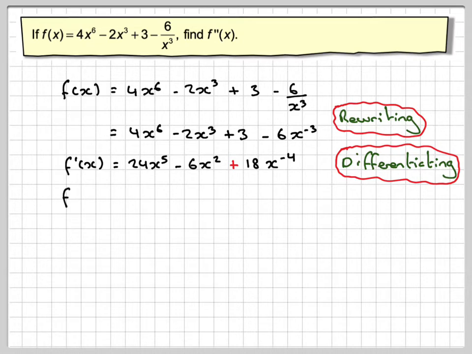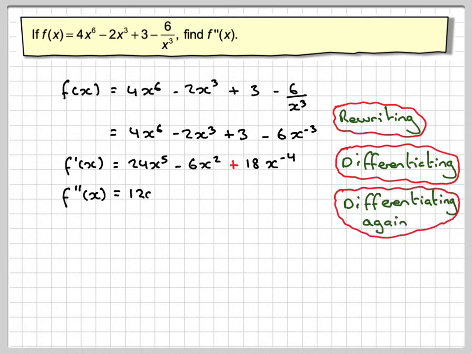We're asked to find the second derivative, so we need to just differentiate it again. We don't need to rewrite it this time. So it becomes 5 times 24, which is 120x to the 4th, minus 12x, and then this sign here will change, so we've got minus 4 times 18, which would become minus 72x to the minus 5.